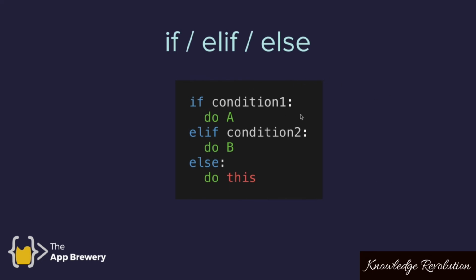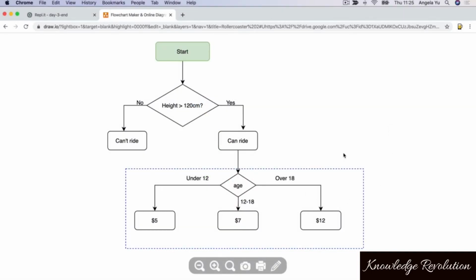So we can check for condition 1. If that's true, then do A. But if that's not true, then we can continue and check for condition 2. If condition 2 is true, well then we can do B. And finally, if none of those conditions were true, we can do this final thing. Our flowchart now looks something like this. And this is the logic that we're trying to program.